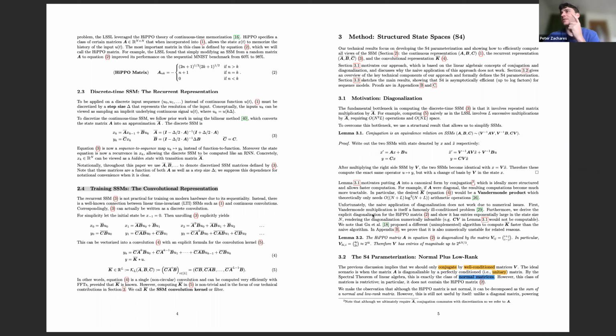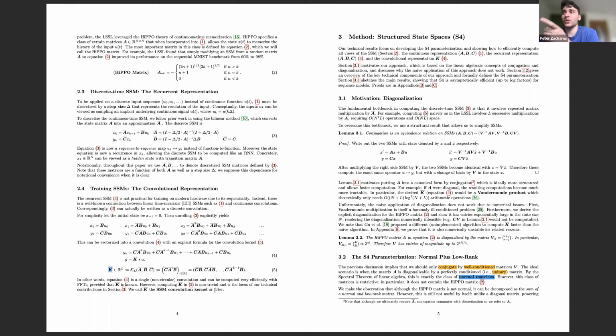But there's a problem with all of this. The problem with all this cool math up to this point, which is the basis of it, is they say it over here. In order to perform the convolution, you need this matrix K bar. And it says, "However, computing K bar in 5 is non-trivial and is the focus of our technical contribution." And we call K bar the SSM convolutional kernel.